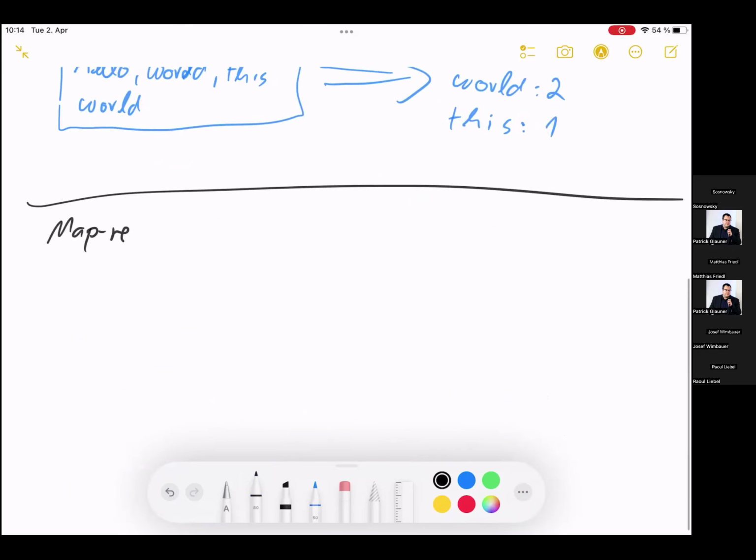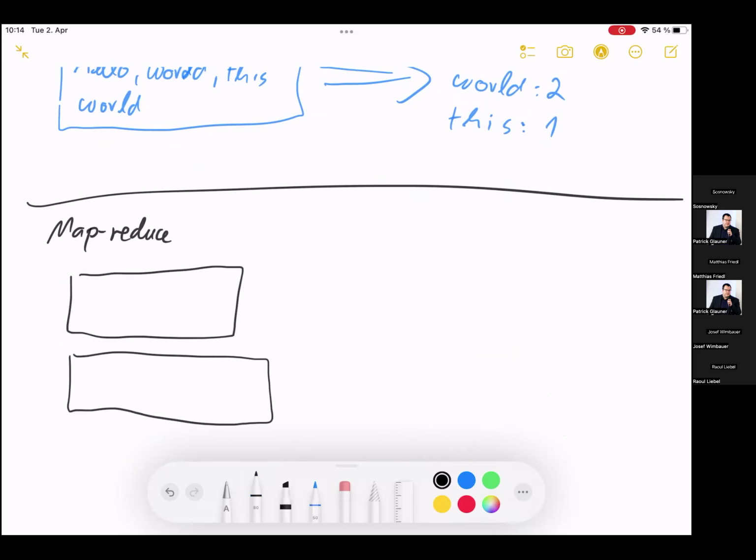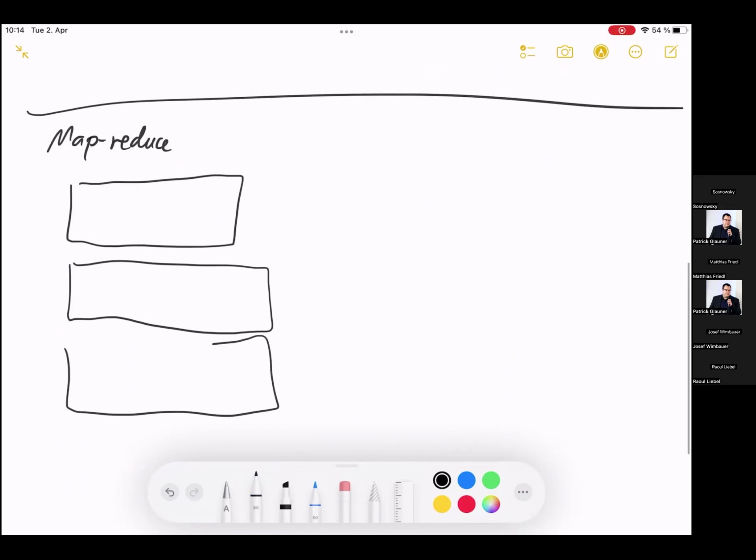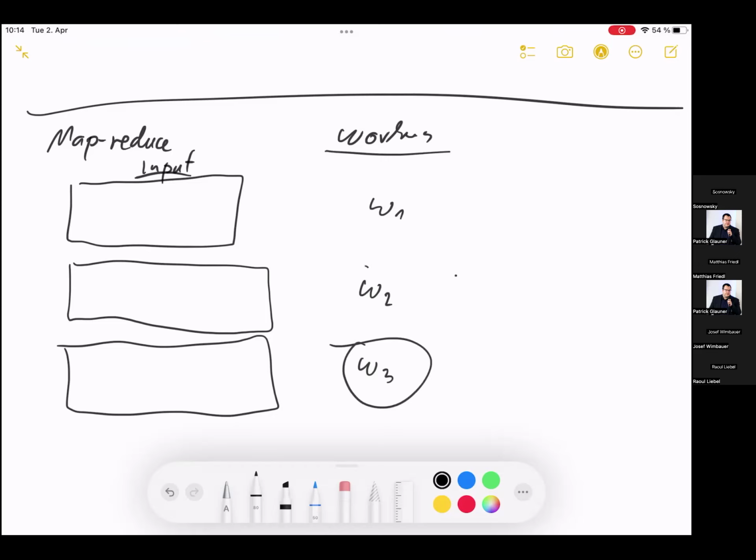Visualize here, MapReduce. We have this first chunk, second chunk, and so forth. We could, for example, say we split this into 3 parts, and then we have our workers. The input gets split into 3 parts. Then we have 3 workers: worker 1, worker 2, worker 3.